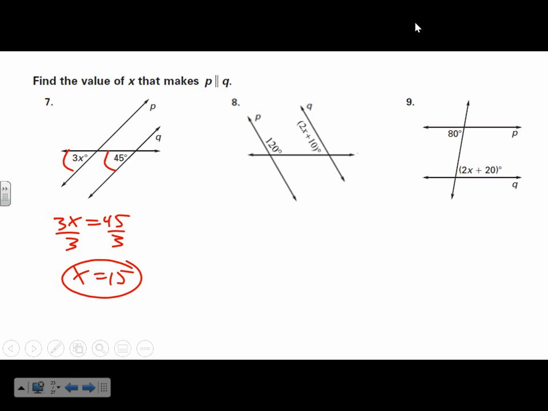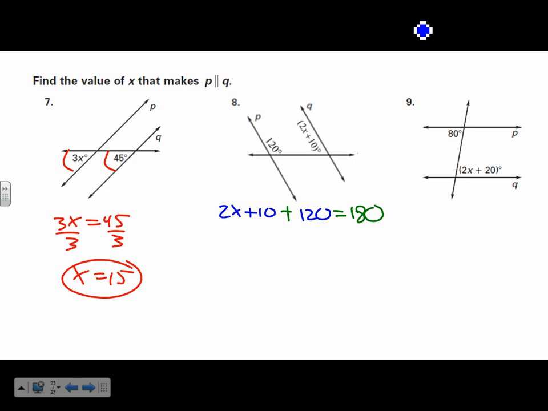Then this one, these are same side interior angles, and the problem is a lot of people say 120 is equal to 2x plus 10, but they are not congruent. Those angles are not congruent. Same side interior means they're supplementary, so they add up to 180 degrees. So you have to make sure you remember that it was supplementary. It's the only one you have to do that for.